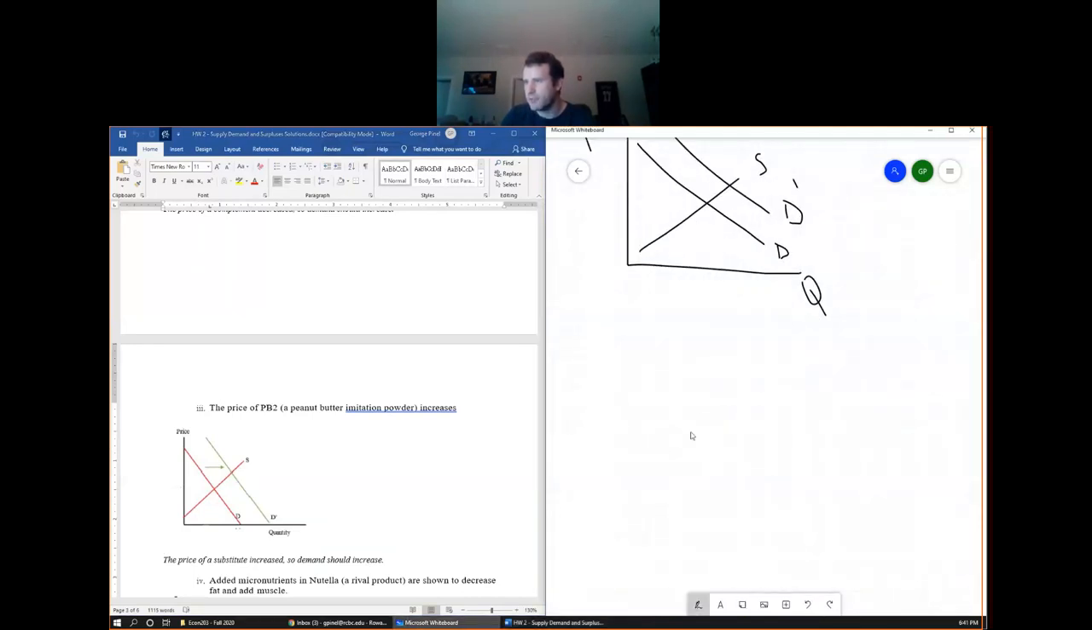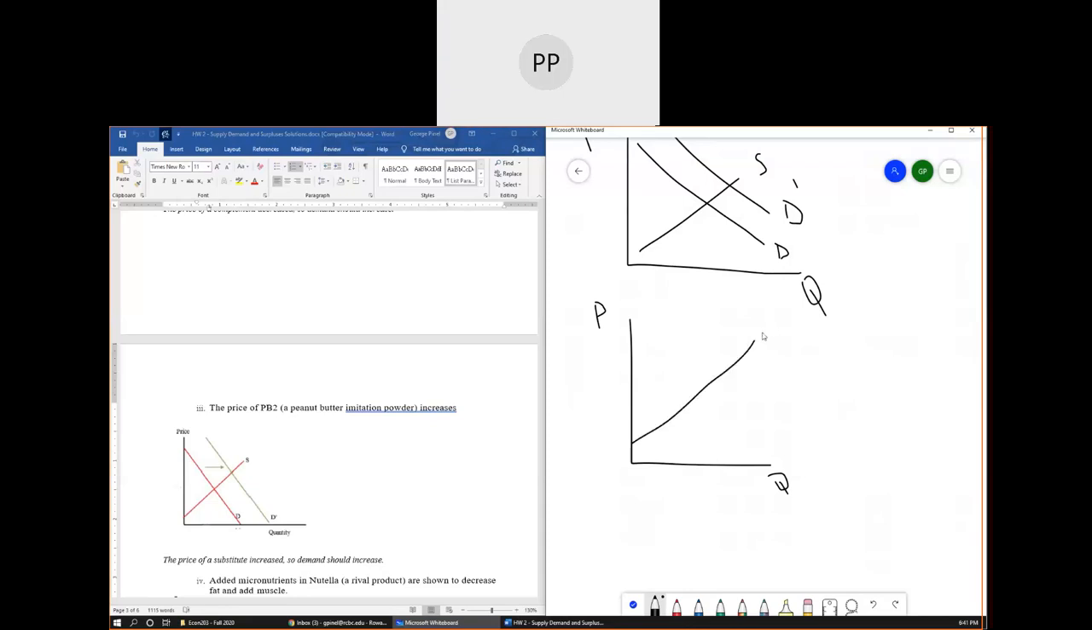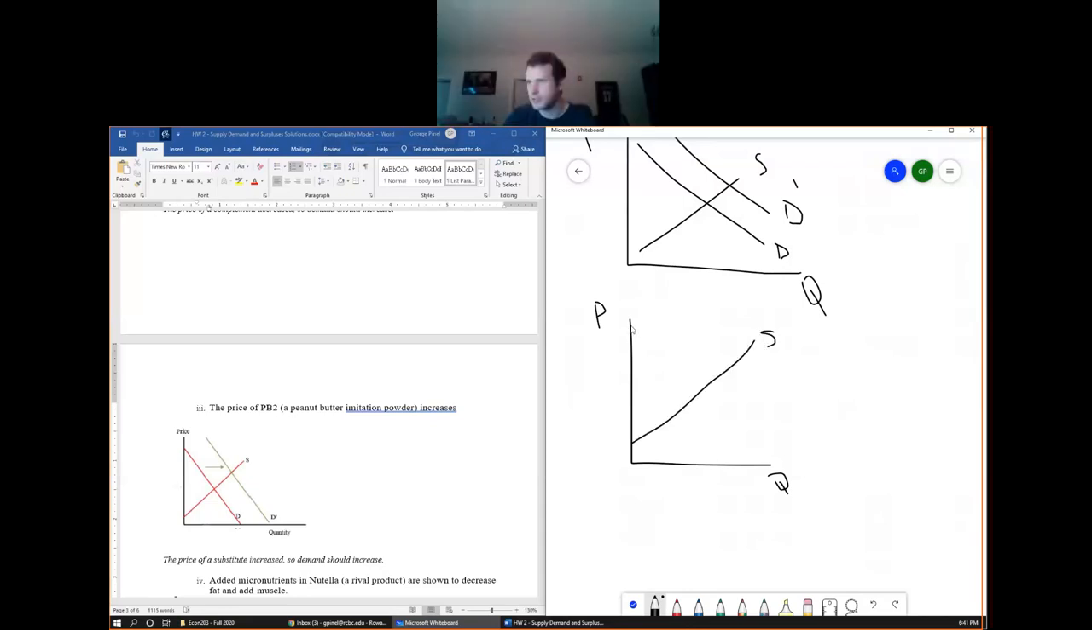Now we have, so there's added micronutrients in a rival product. So the rival product essentially becomes more popular. Okay, what goes on the x-axis? Quantity. And on the y? Price. Right? And what is upward sloping? Supply. Mm-hmm. And downward sloping? Demand. Good. All right.